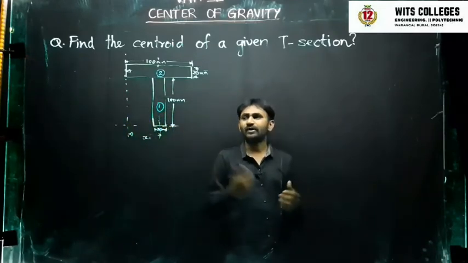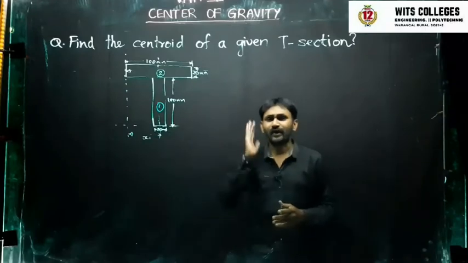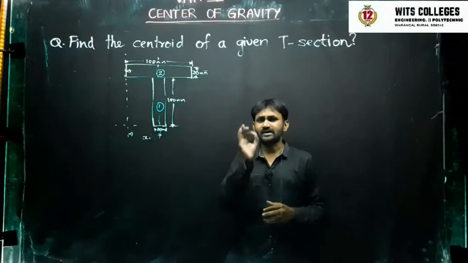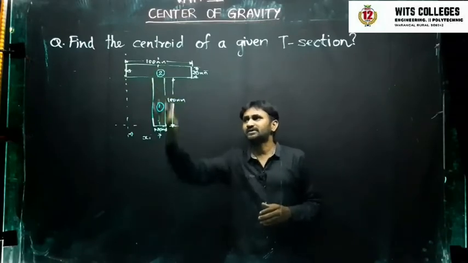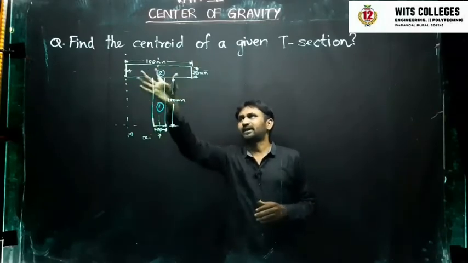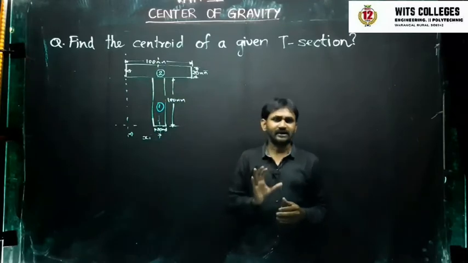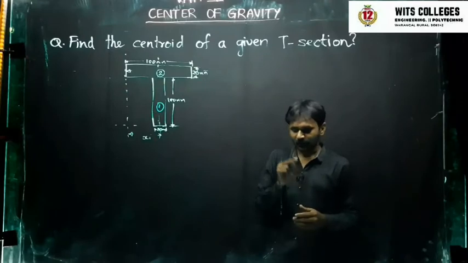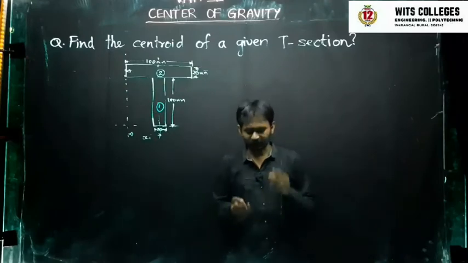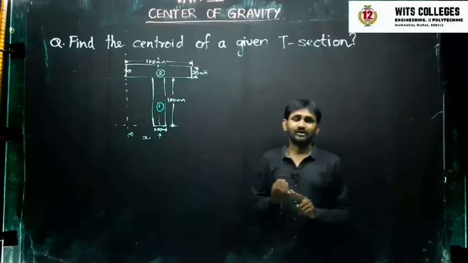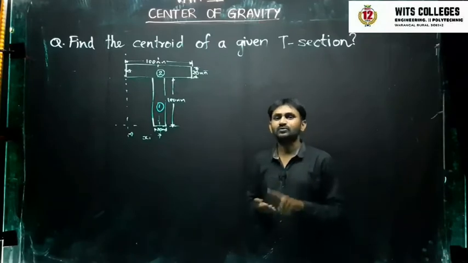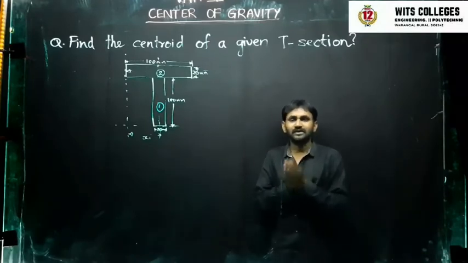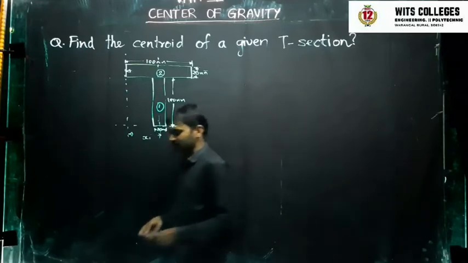So in this centroid, what you have to find out? You have to find out x bar and y bar. It means where the centroid is going to act exactly on the T-beam, we have to identify. To calculate x bar and y bar, we have to find out first A1, A2, x1, x2, y1 and y2. After finding all these things, you have to put them in the formula, then you will get it. So we'll try to solve this problem.